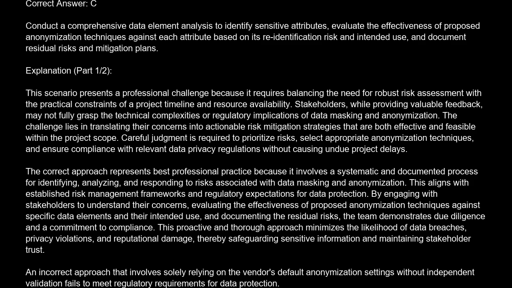The correct approach represents best professional practice because it involves a systematic and documented process for identifying, analyzing, and responding to risks associated with data masking and anonymization. This aligns with established risk management frameworks and regulatory expectations for data protection. By engaging with stakeholders to understand their concerns, evaluating the effectiveness of proposed anonymization techniques against specific data elements and their intended use, and documenting the residual risks, the team demonstrates due diligence and a commitment to compliance. This proactive and thorough approach minimizes the likelihood of data breaches, privacy violations, and reputational damage, thereby safeguarding sensitive information and maintaining stakeholder trust.